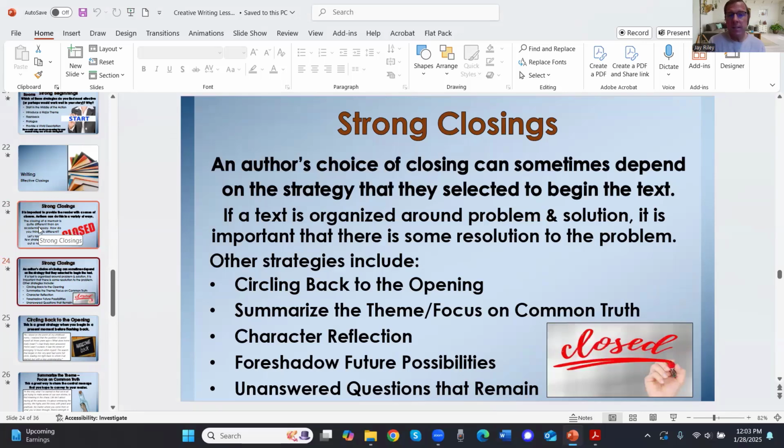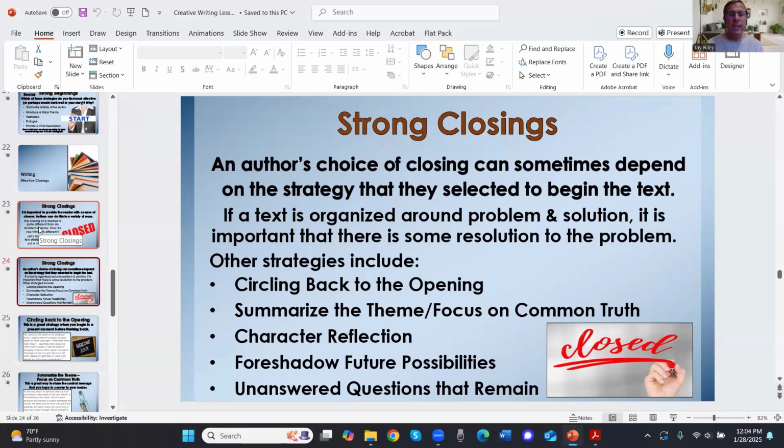The first is circling back to the beginning. We may choose to summarize the theme or focus on a common truth. We might have the character reflect on the events in the narrative. We may foreshadow future possibilities. What's next for this character? Or we may highlight some unanswered questions that still remain. And that can also point to future possibilities.